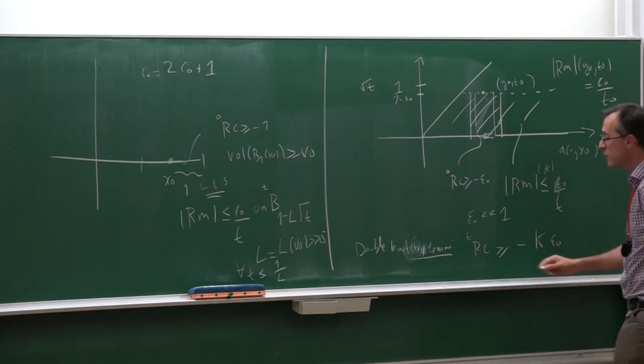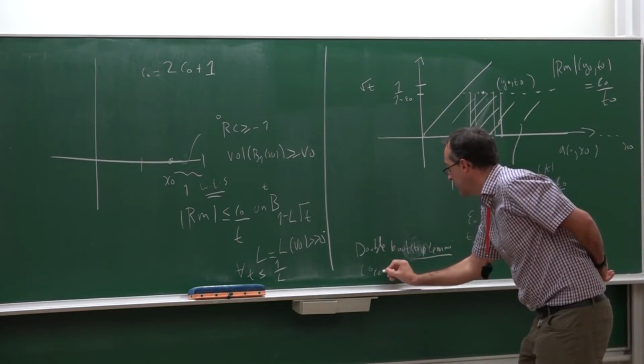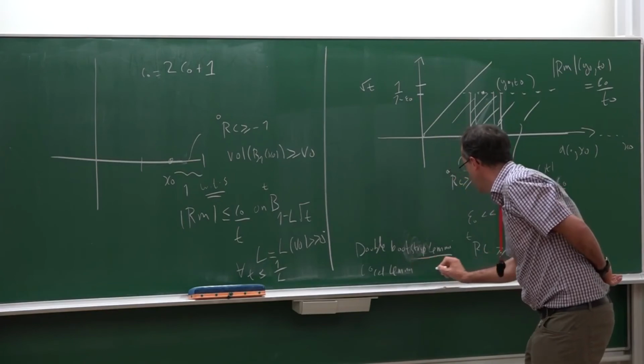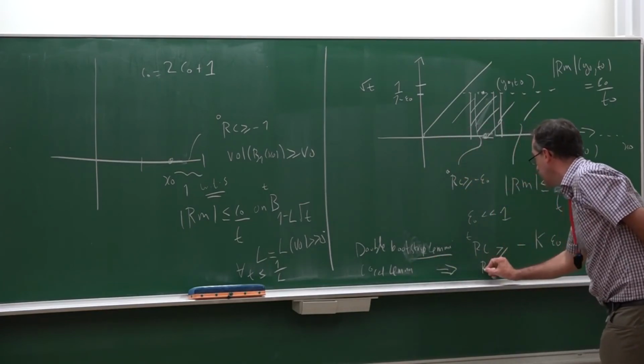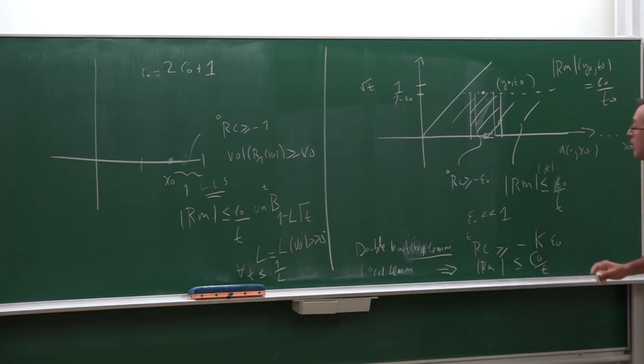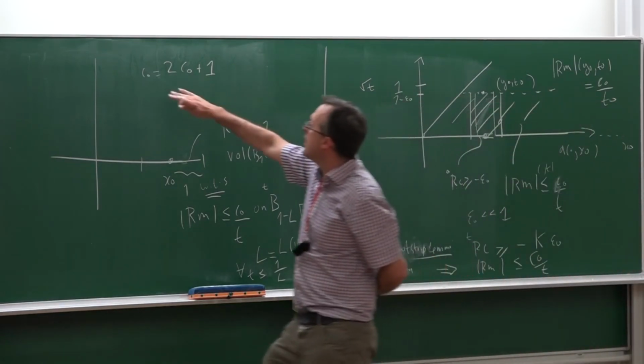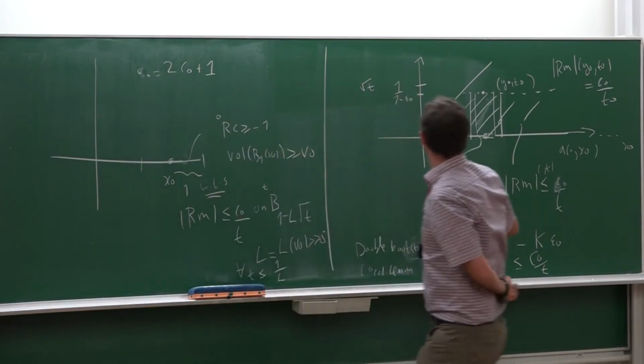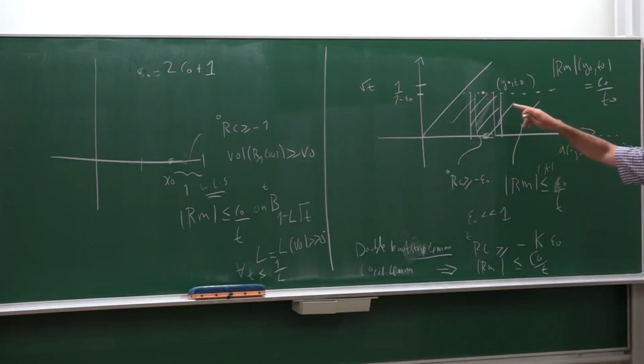So now you use the local lemma, and that tells you that the curvature is actually less than or equal to this big C0 on T. But big C0 is way, way less than little C0. So this couldn't have happened. You can't have reached little C0 divided by T.